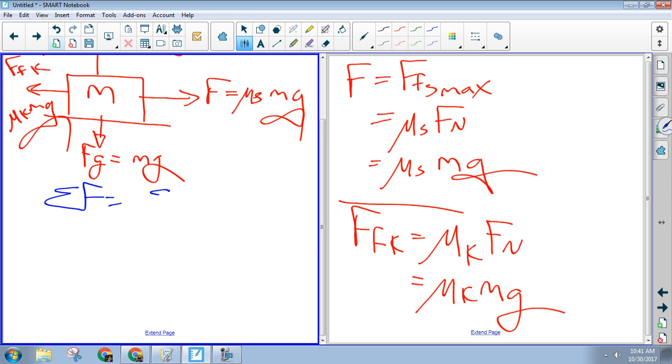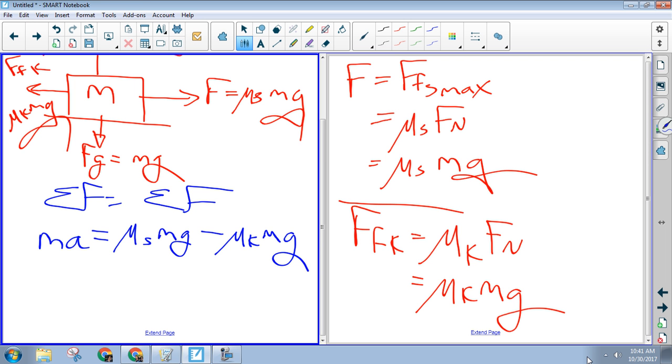All right, so here we go. Net force equals net force. Mass times acceleration equals force minus force, right? Let me pause there for a minute. Is everybody okay with that last thing I just wrote there in blue? Everybody good? All right, why am I happy? Masses cancel. So my a is just mu_s minus mu_k times g.